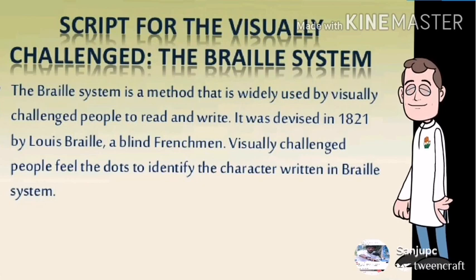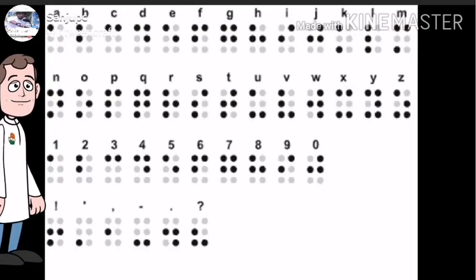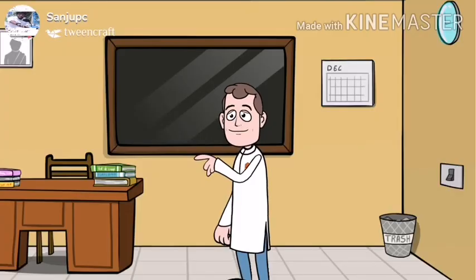Let's see some examples of this dotted system of writing. Now you can see some examples of the Braille system. This is how blind people read and write by using the Braille script. Now we have completed the chapter Light.